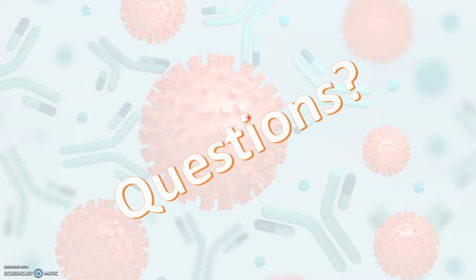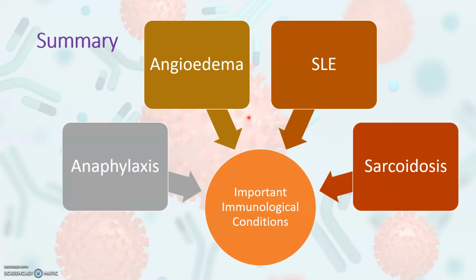Okay, so that was a quick look at 3 important immunological conditions. If you have any questions, you can bring them up in class. So in this talk, we looked at anaphylaxis, angioedema, SLE and sarcoidosis as some important immunological conditions that you will encounter in the emergency department.